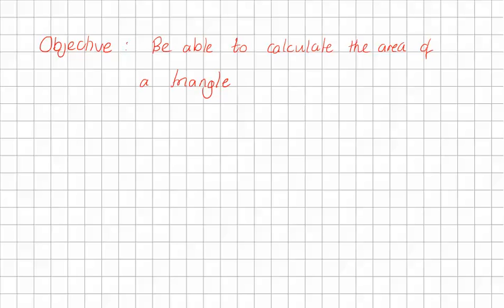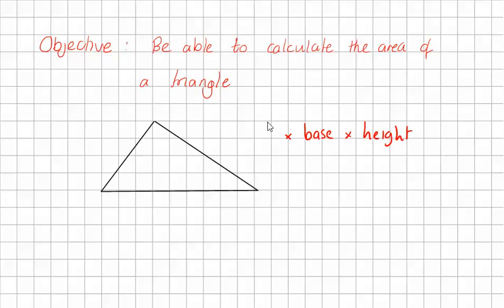So, do you already have a formula for the area of a triangle? What is it? Base times height divided by 2. Base times height. What I'm going to do is times it by a half, which is the same as divided by 2. Yeah? Half base times height. Okay? So that's the area of the triangle.